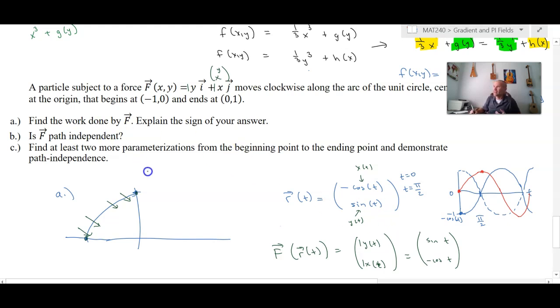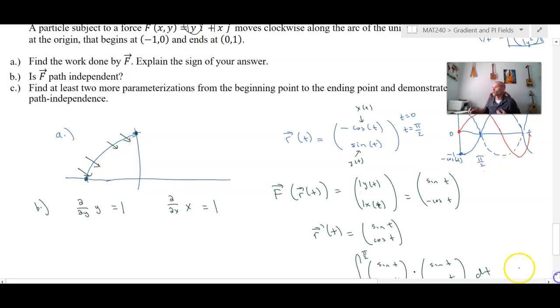work that the particle did traveling through it, so those cancel each other out. Now, is this a gradient vector? Is this vector field representative of a gradient vector? To answer part B, we just need to compute the mixed partial derivative, the derivative of this guy with respect to y, and that's equal to 1. And then we need to compute the y component's derivative with respect to x, and see if we get the same thing. Well, we get 1, and so since the mixed partial derivatives are equal, we can say that f is a gradient field.